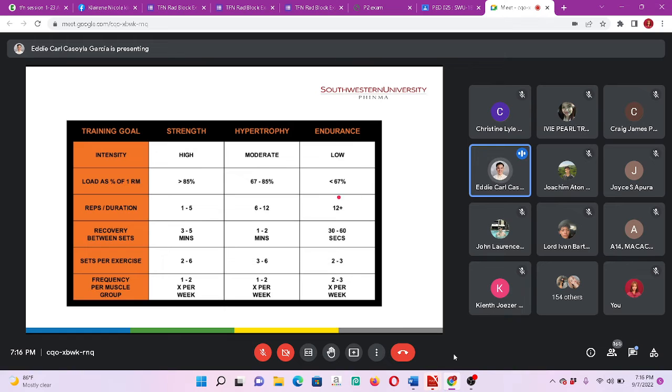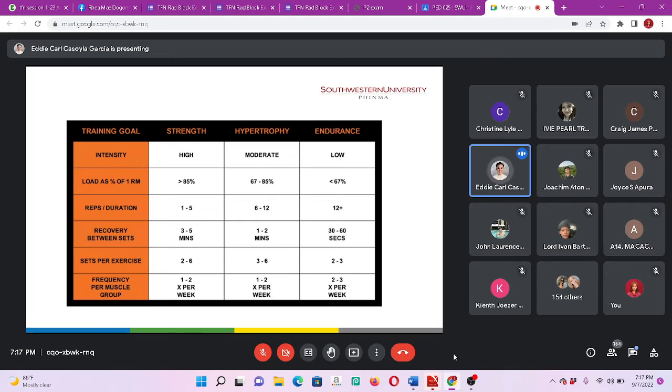But if you want to copy lang, okay, this is just for fun, in case you have an option. So if you want to copy 67% below as your load percentage of 1 RM, you can copy. But if you want to be specific, okay, so that's how you get your correct and specific load percentage of 1 RM. So again, 1 RM refers to the highest possible weight lifted by a trainee or a student. So in our example, 50, that's the highest 1 RM.